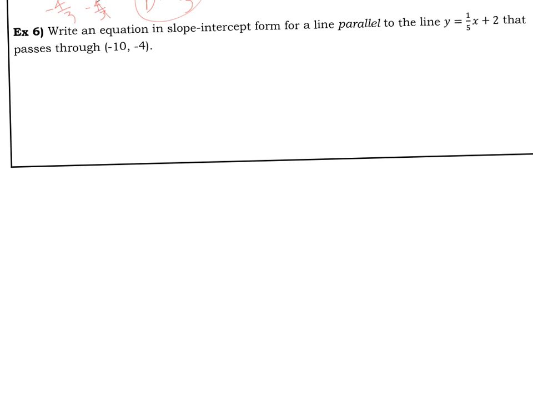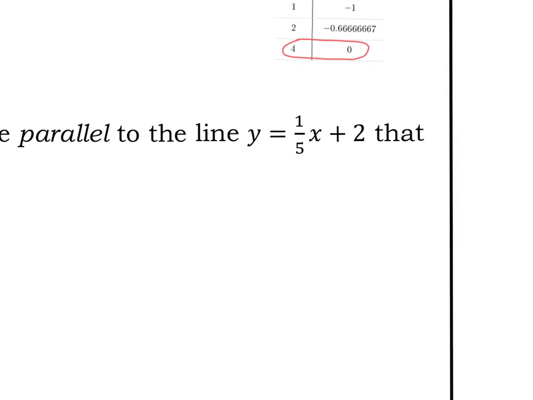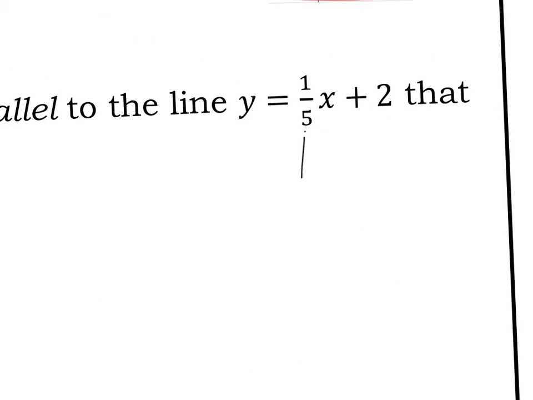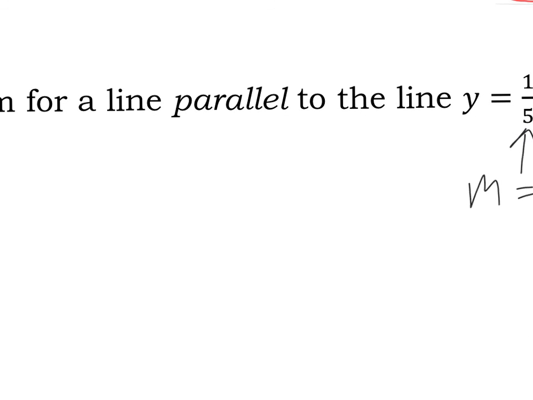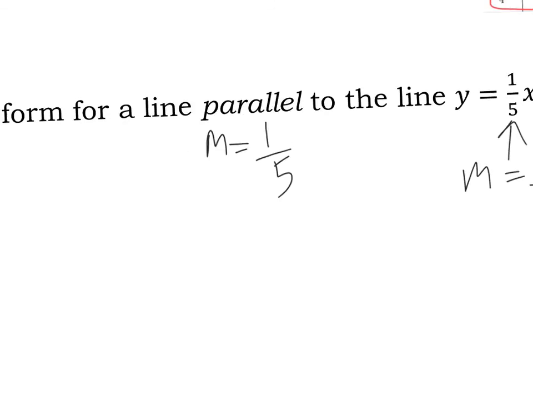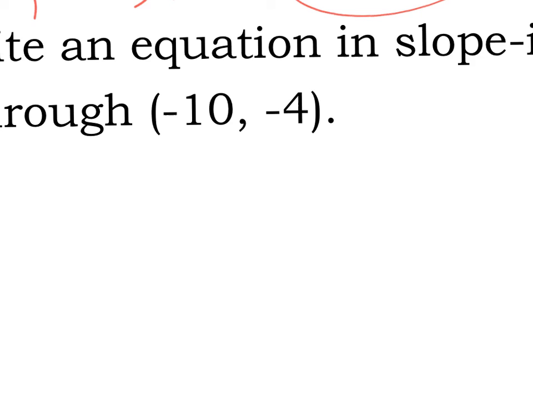Example 6 says write an equation in slope-intercept form for a line parallel to this line. So that means it's going to have the same exact slope. So m is 1 over 5 for parallel as well. So I'll just write it underneath here. M equals 1 over 5. Okay, so if m equals 1 over 5 and it contains this point, negative 10, negative 4, label that for x and y, and go ahead and plug everything in.